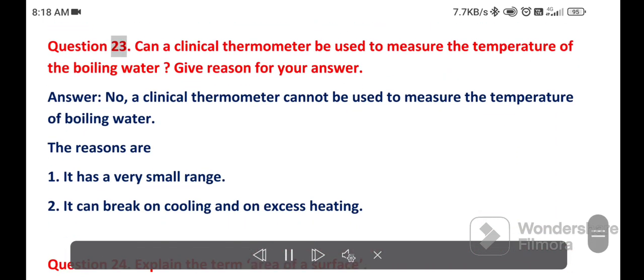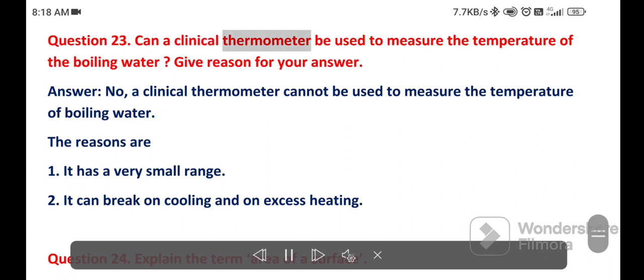Question 23. Can a clinical thermometer be used to measure the temperature of boiling water? Give reason for your answer. Answer. No. A clinical thermometer cannot be used to measure the temperature of boiling water. The reasons are: 1. It has a very small range. 2. It can break on cooling and on excess heating.